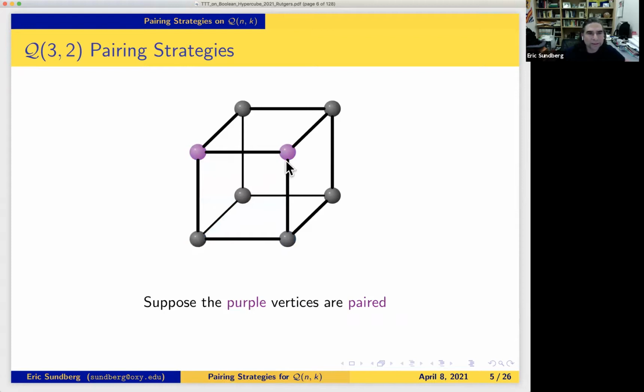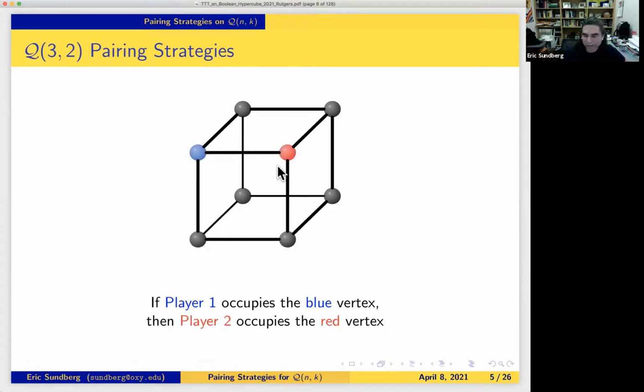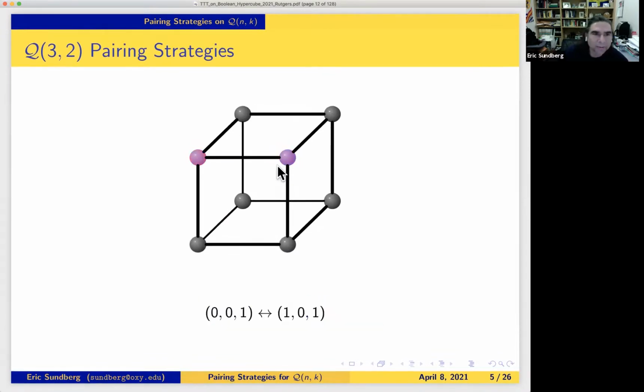Just a review: if 2 vertices are paired together in the second player's pairing strategy, then if the first player occupies one of the vertices, the second player immediately responds with the other, and vice versa. If the first player takes this vertex, the second player immediately responds with that one. In the pairing strategies that we use, we're going to have the second player always pair together 2 endpoints of an edge. That's sort of a greedy approach. And I'll make the observation: notice that an edge corresponds to a one-dimensional subcube, right? 1 star would be a one-dimensional subcube. So one-dimensional subcubes and edges are the same thing.